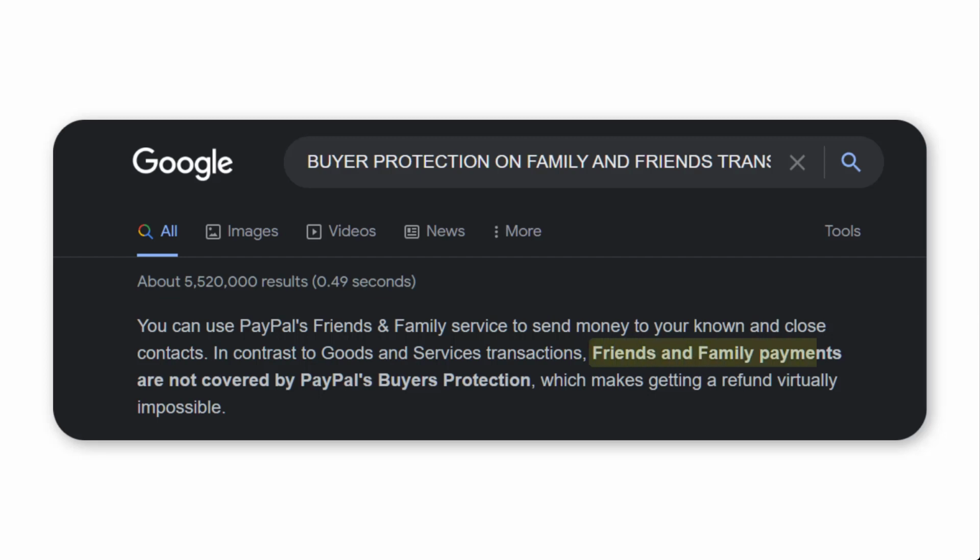But if you do this with your family and friends account, PayPal does not provide dispute protection. You can, of course, get into arbitrage with a business account, but you're more open to having issues with chargebacks and all of that stuff. So you need to take note of that.